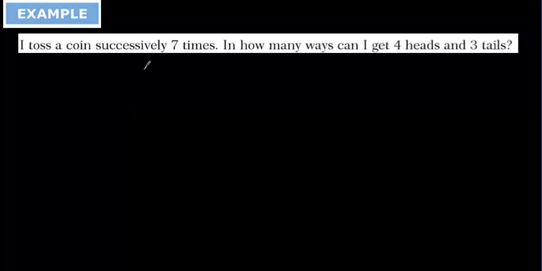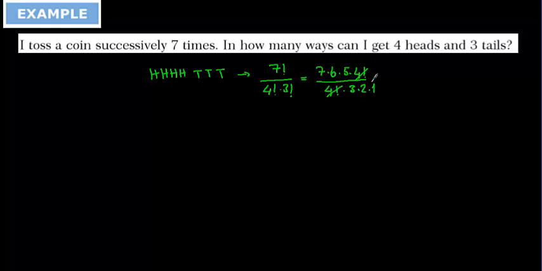We are going to toss the coin 7 times, and we are looking for heads or tails. So we are going to write 4 heads and 3 tails. When I write like this, it becomes a 7-letter word, and a 7-letter word we can arrange in 7 factorial over 4 factorial times 3 factorial different ways. It's going to be 7 times 6 times 5 times 4 factorial over 4 factorial times 3 times 2 times 1. Here, if you simplify, 3 and 6 is going to be 2, and this 2 and this one we are going to simplify. The answer is going to be 7 times 5, which is 35.